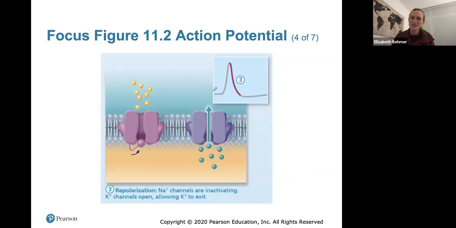and that's called repolarization. So this is the 3rd step, repolarization. We have our potassium channels opening and the potassium exiting, so the inside of the cell becomes more negative again because positive charges are leaving.